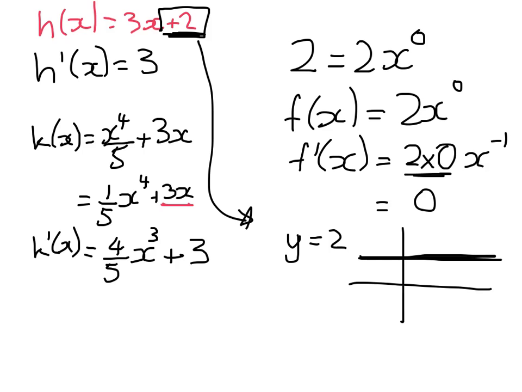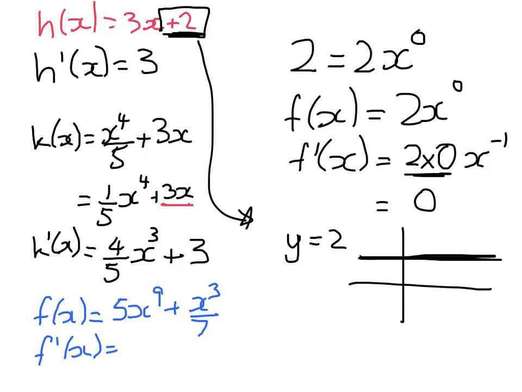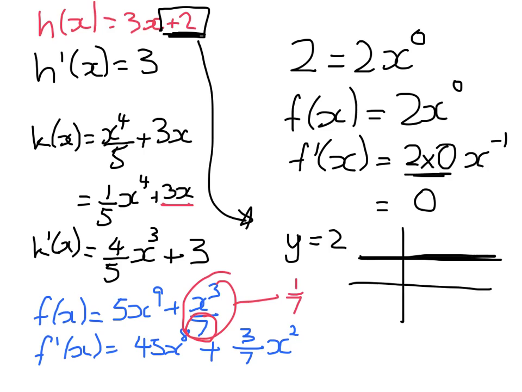Okay, the next one, f of x is equal to 5x to the 9 plus x cubed over 7. Same idea, f dash of x will be 45x to the power of 8 plus 3/7 of x squared. Right, because this bit here, I'll just write this out, is 1/7 times x cubed. Okay, and I'll do a new slide for the last example.